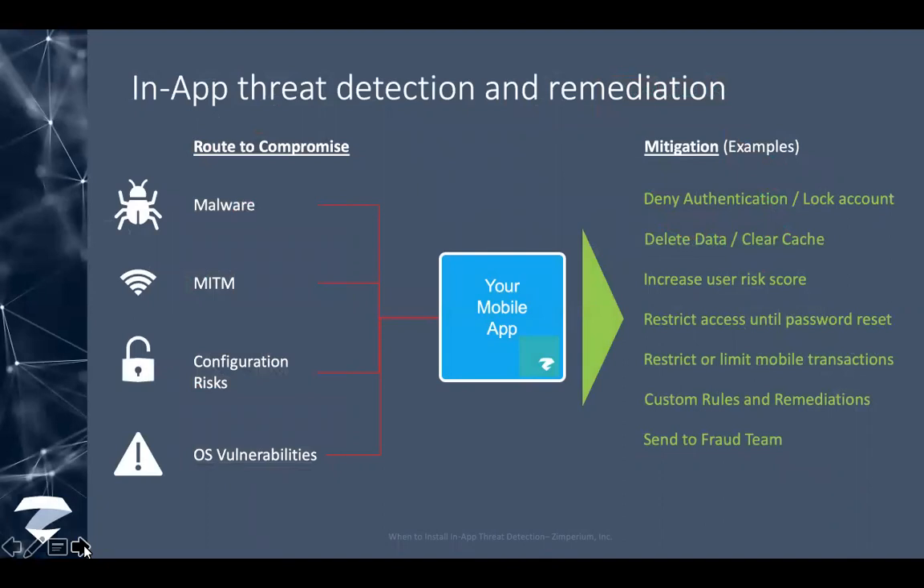So how does this work? So right now what I'm going to do is tell you a little bit about how this works, how it's deployed, and then give you some workflow examples of what the data on the back end looks like. So in-app threat detection and remediation, basically what happens is you can't really remediate one of these attacks if you're not looking for it.